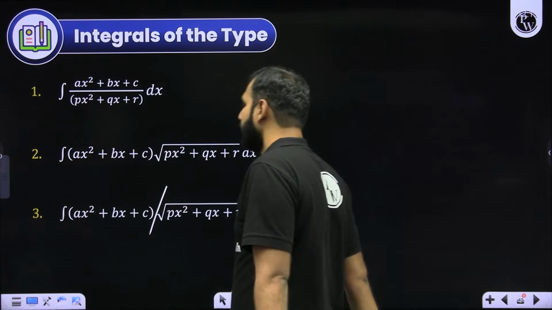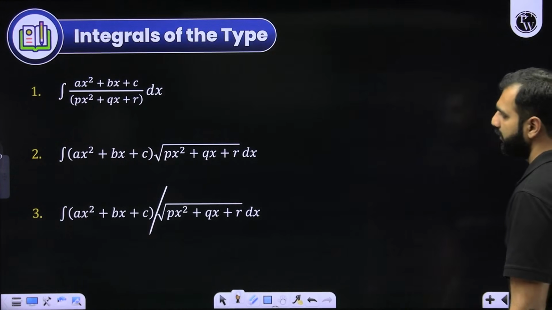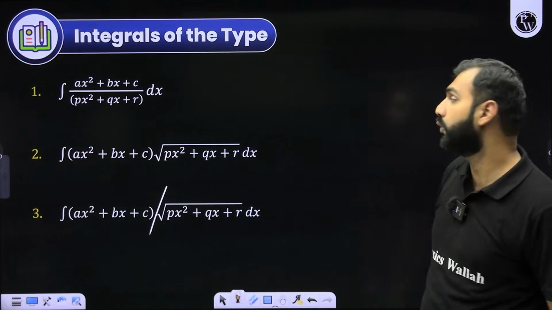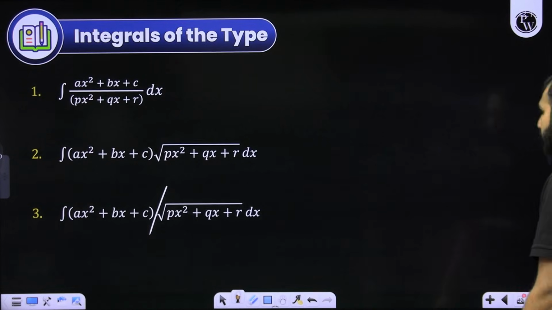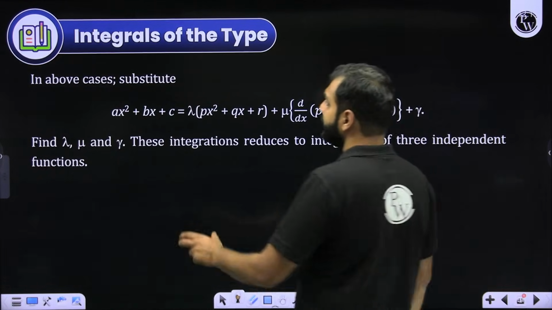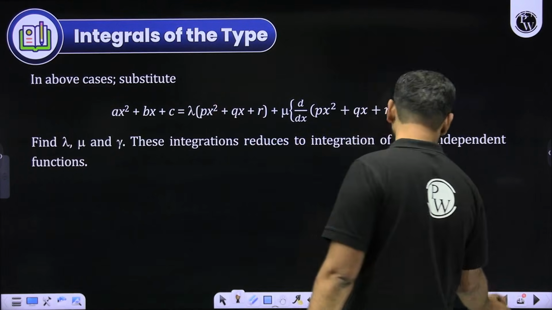Let's say under root over ax square plus bx plus c divided by under root over px square plus qx plus r. How do we deal with this kind of question? The approach is pretty simple. This ax square plus bx plus c, I hope you are understanding.